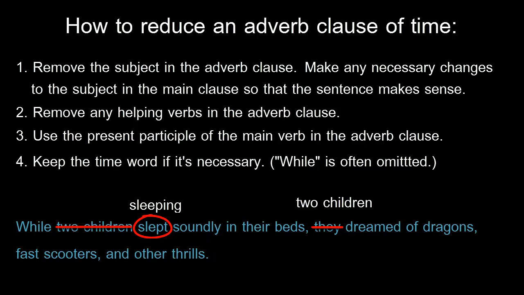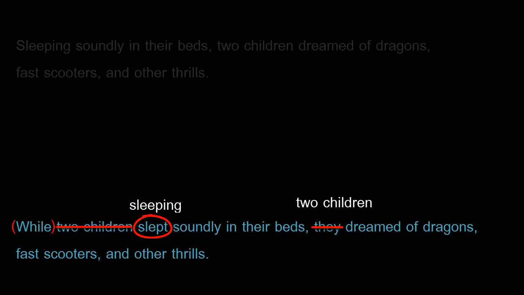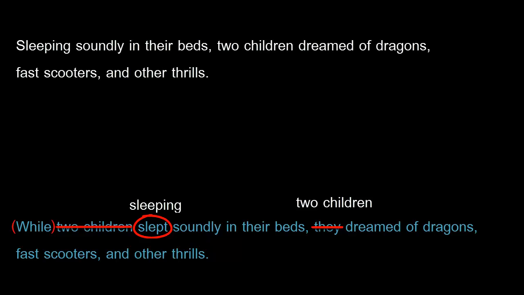We don't always use a time word when we shorten an adverb clause of time. While is often omitted because it's understood. Hopefully you understand how I wrote this sentence in the story. Sleeping soundly in their beds, two children dreamed of dragons, fast scooters, and other thrills.